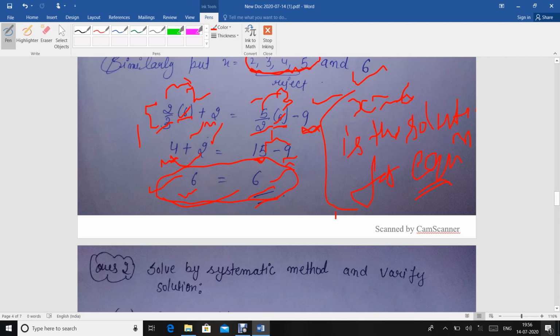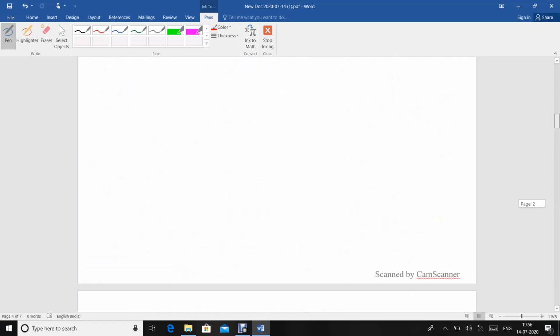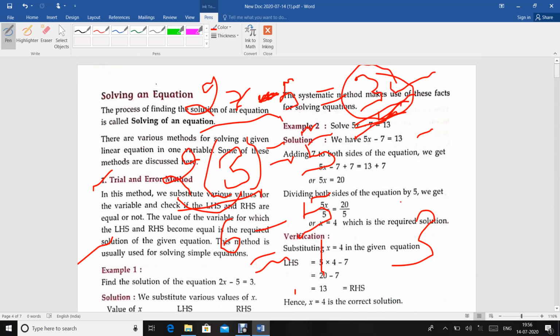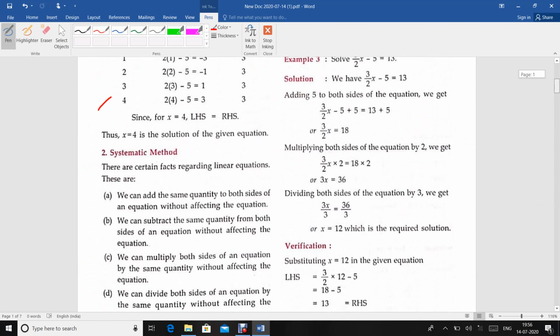So I hope all of you understand the trial and error method. In this method, you need to try values which will be suitable for the answer, and when you get left hand side and right hand side equal, then that value will be the solution for the equation. Now let us move towards the next topic, which is the symmetric method.